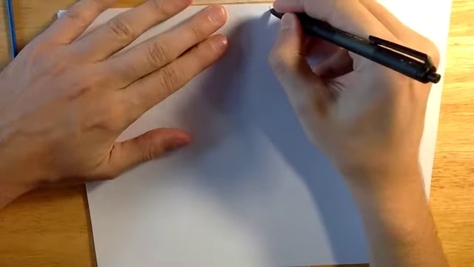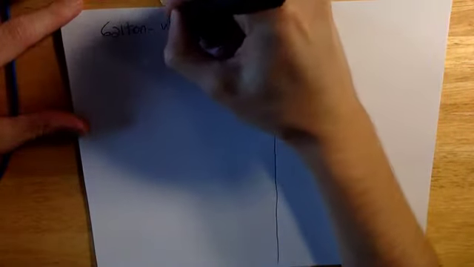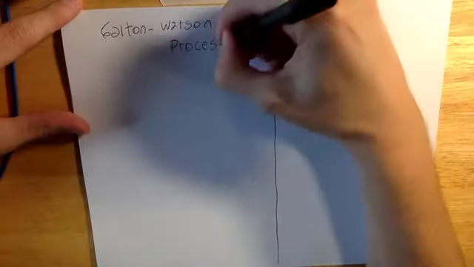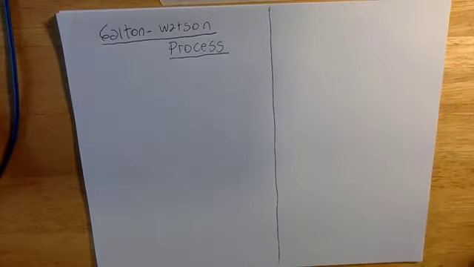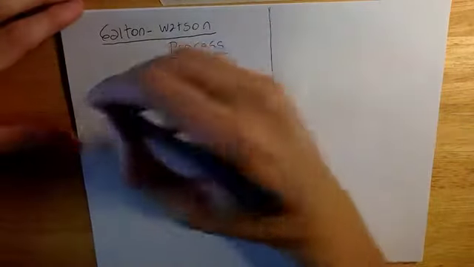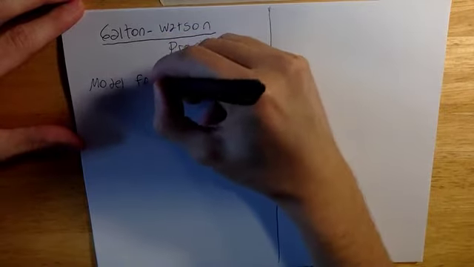Okay, so this class and next class we'll be talking about the Galton-Watson process, which can be seen as a model for different things. Being that we are in the world that we are living in, this will be a model for the spread of coronavirus.